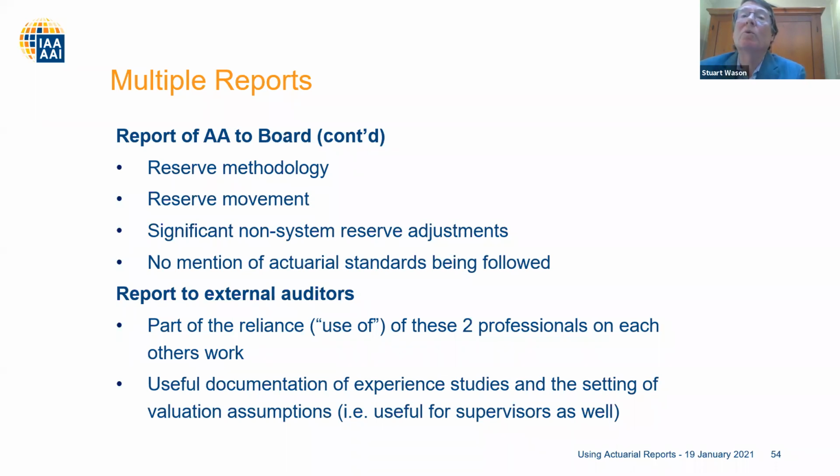Another report was one to the external auditors. And this is very natural in my experience in being an appointed actuary myself a number of times. It's part of the reliance between the work of these two professionals, which is very good and useful. And I note that the AA gave documentation of experience studies in the setting of valuation assumptions. This could be useful to the supervisors as well. Next slide.